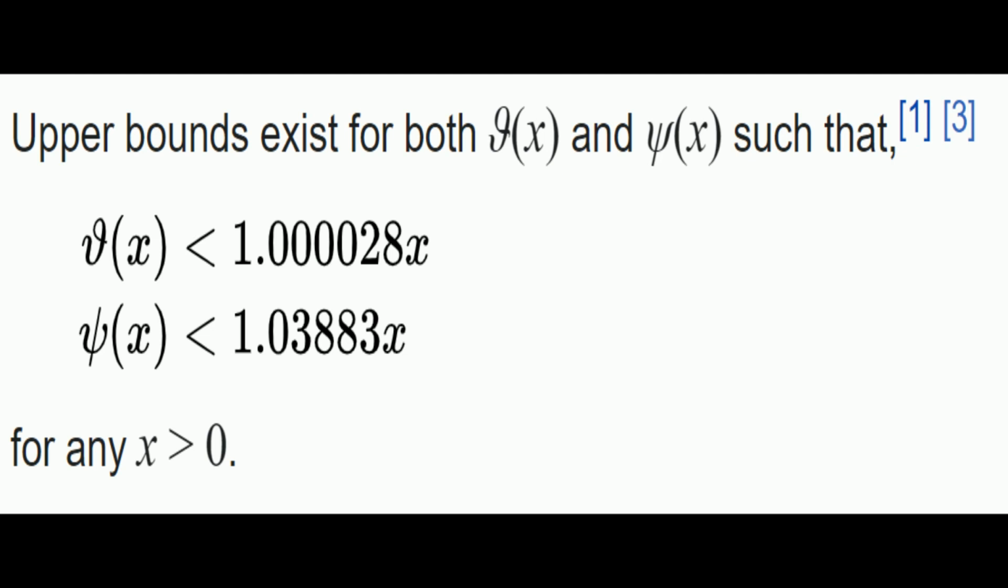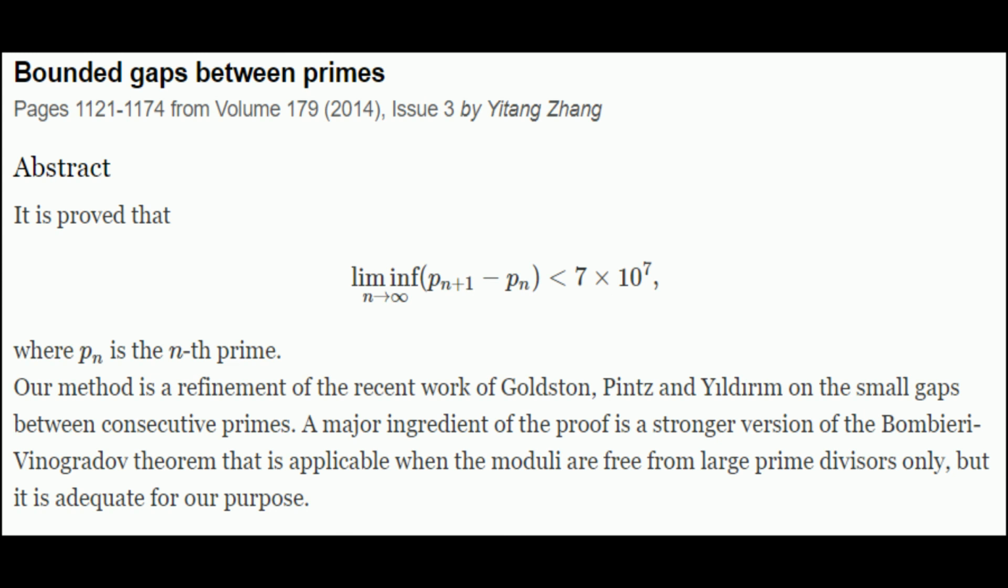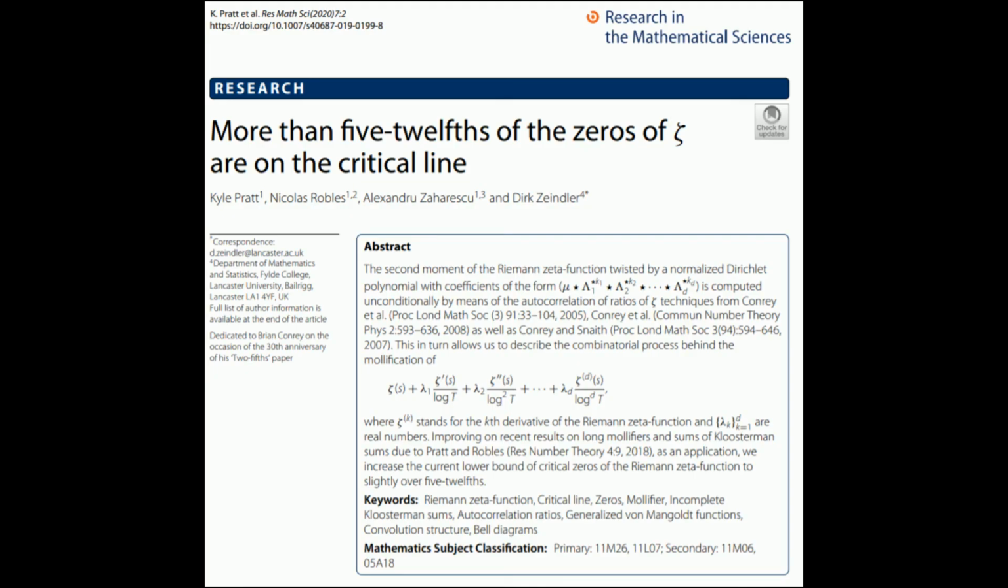Well, there are many different types of approximations that have their own uses. Number theorists use approximations of prime functions to prove properties of prime numbers. Approximations can tell you that we will always be able to find prime numbers that are within 70 million of each other. Another application is that you can use approximations to make claims like more than 5/12ths of the zeros of the Riemann zeta function lie on the critical line.